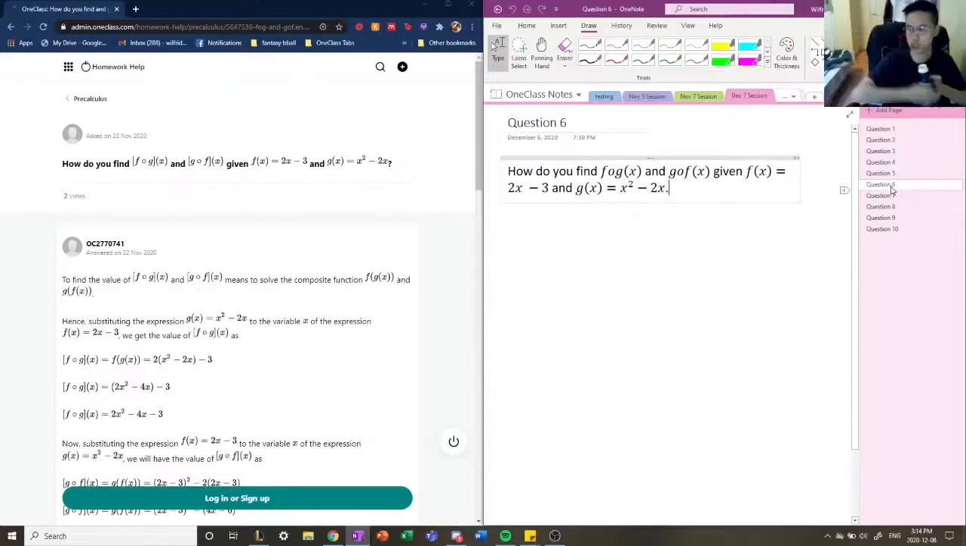All right, so we're moving on to what we call compositional functions. So the question reads, how do you find f of g of x and g of f of x given f of x equals 2x minus 3 and g of x equals x squared minus 2x? So I talked about domain and ranges of functions. So I'm going to describe what the compositional function looks like, okay?